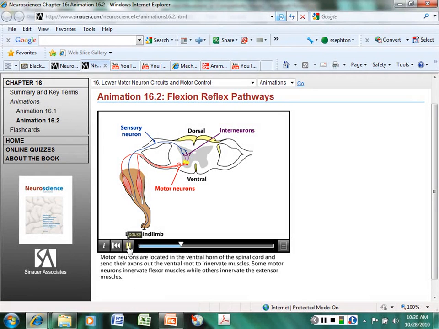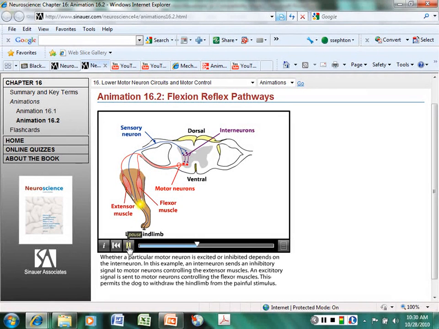Motor neurons are located in the ventral horn of the spinal cord and send their axons out the ventral root to innervate muscles. Some motor neurons innervate flexor muscles, while others innervate the extensor muscles. Whether a particular motor neuron is excited or inhibited depends on the interneuron. In this example, an interneuron sends an inhibitory signal to motor neurons controlling the extensor muscles. An excitatory signal is sent to motor neurons controlling the flexor muscles. This permits the dog to withdraw the hind limb from the painful stimulus.